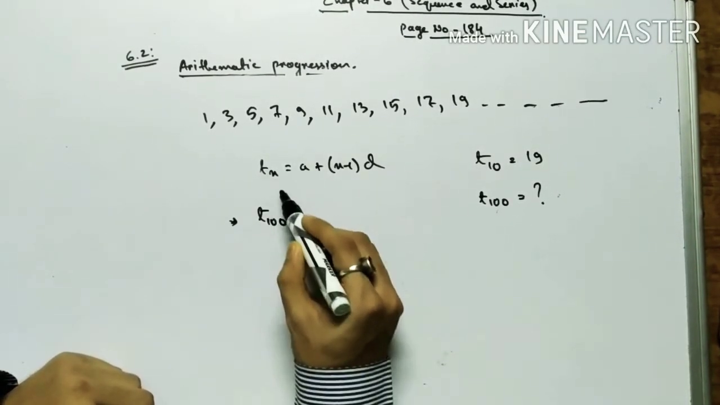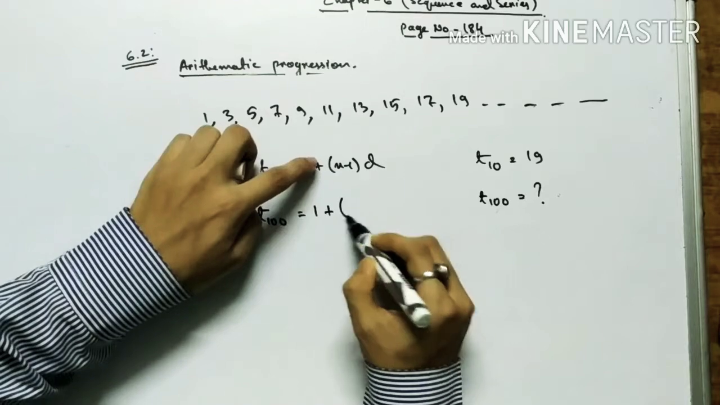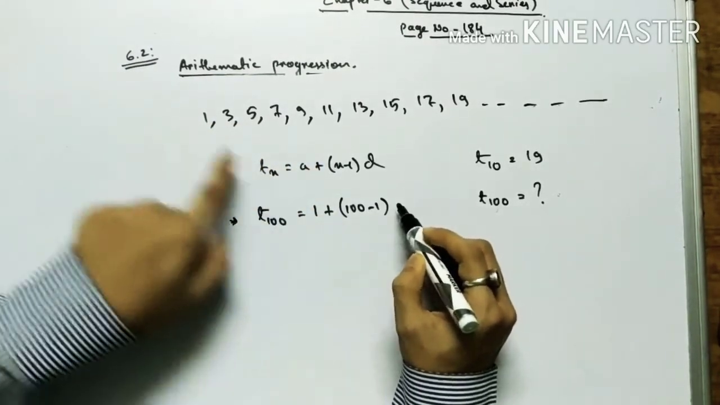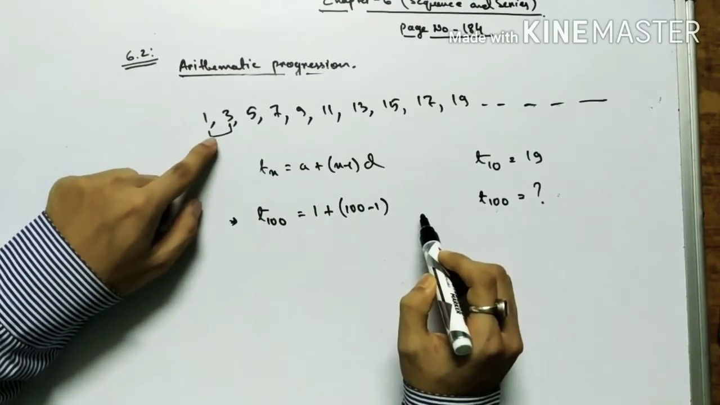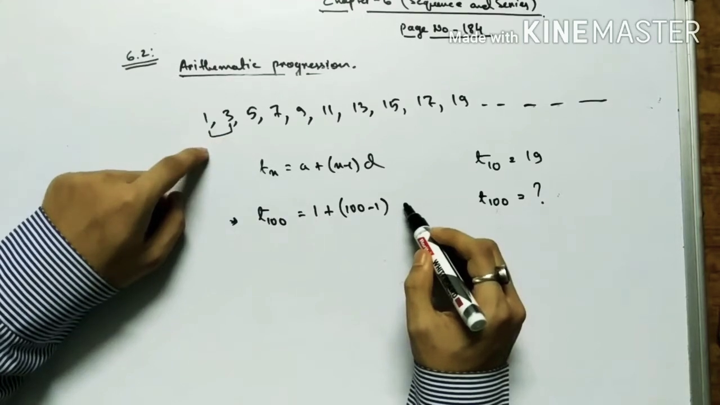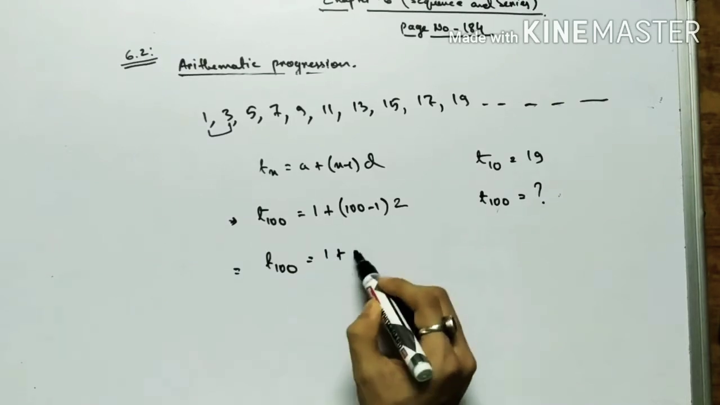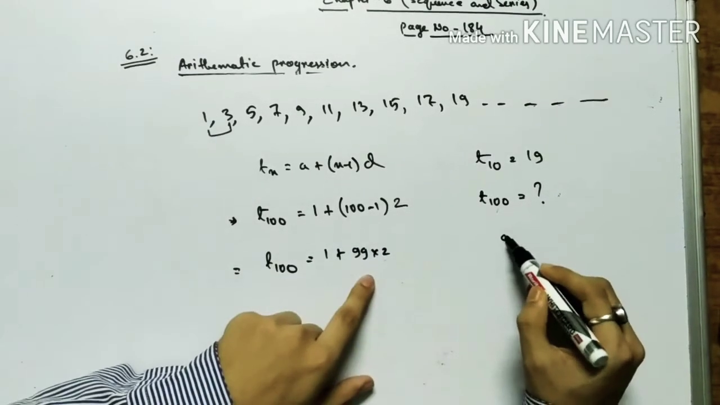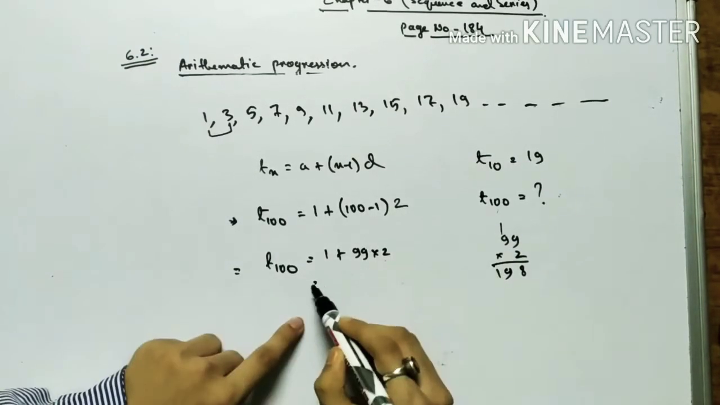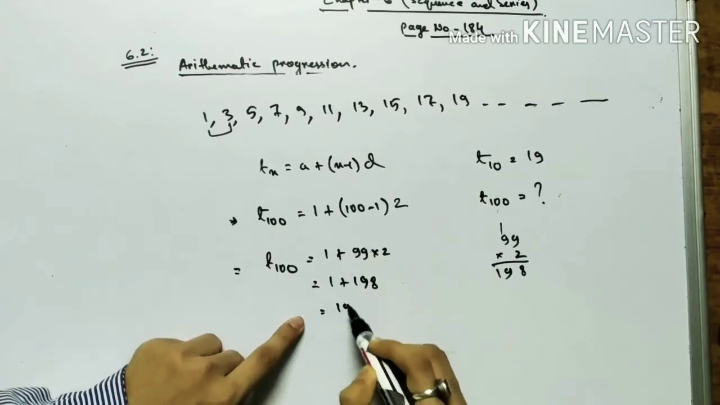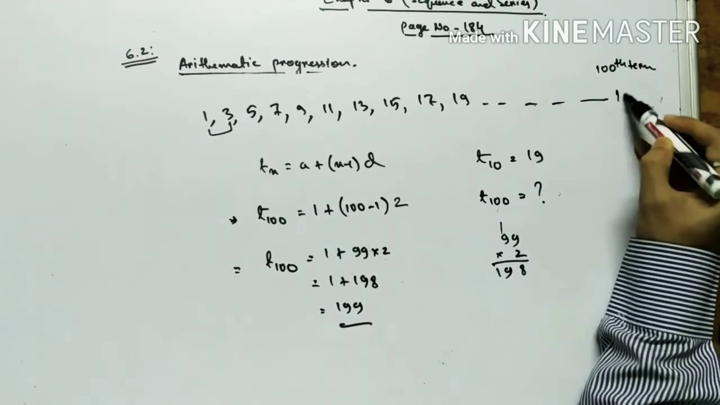So T100, n value, n will be equal to 100, is equal to a, the first term, I will write 1, plus 100 minus 1, and d is the common difference, which is 3 minus 1, it is 2. So the common difference is 2. So T100 is equal to 1 plus 99 into 2. 99 into 2: 9 twos are 18, so this will be 198. So 1 plus 198 will be 199. So the 100th term will be 199.